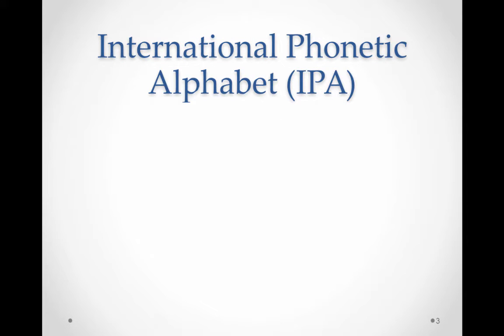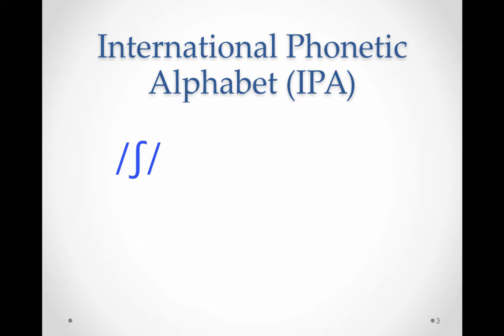In order to describe sounds appropriately in any language, there is a tool called the International Phonetic Alphabet, IPA. The International Phonetic Alphabet is an international system for transcribing sounds in human languages. Because it is international, linguists, anthropologists, speech pathologists, and other professionals interested in description of language use it very frequently.